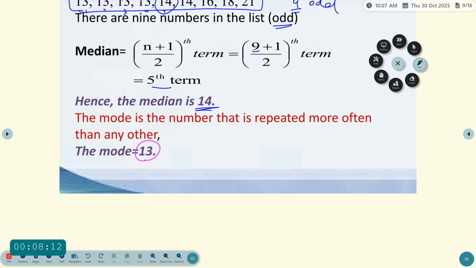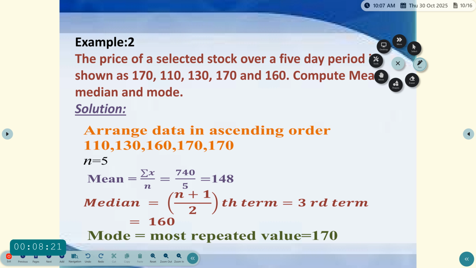So, this is a simple problem for finding mean, median, mode for the raw data. Okay, let us see another problem. The same situation, raw data is given here. We have to compute mean, median, mode.